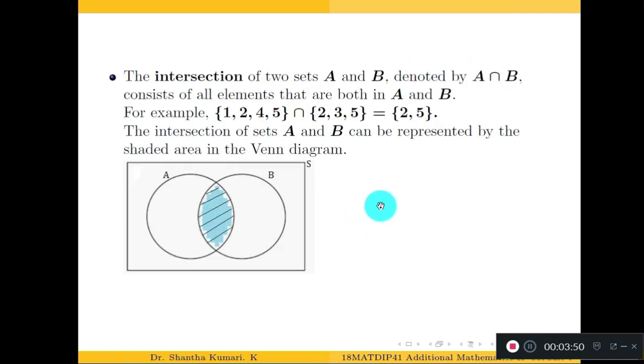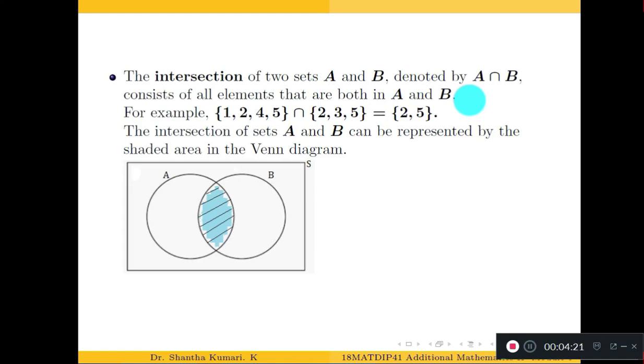Now how to write the intersection of two sets? We use this notation A intersection B. Actually, A intersection B is a set which contains elements of both A and B. That means common to both A and B. So, intersection of two sets A and B consists of all elements that are both in A and B. So, we are not simply writing the elements of A and B.